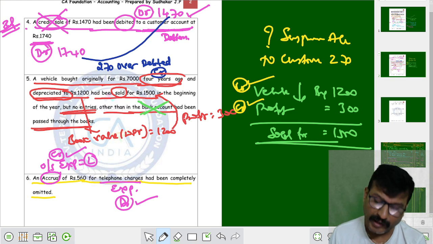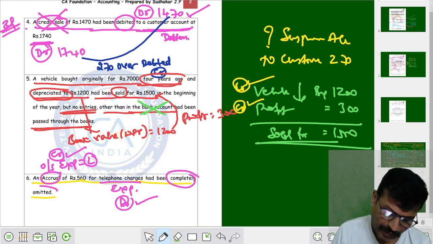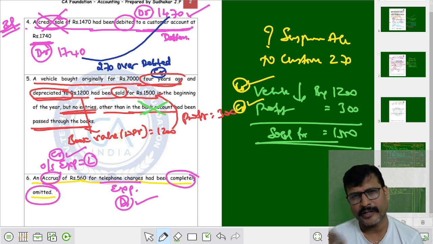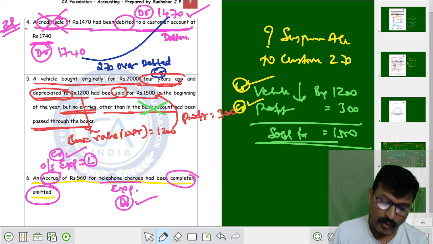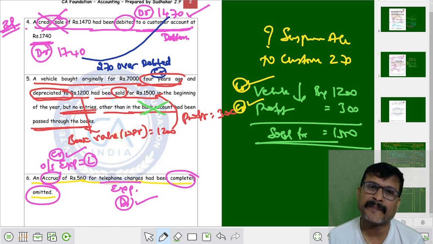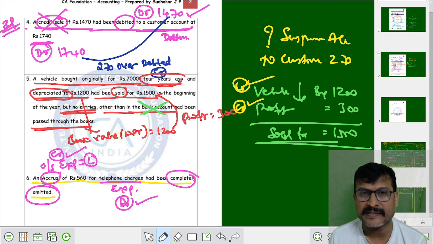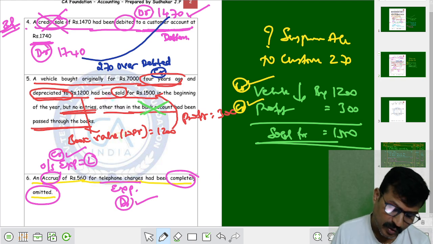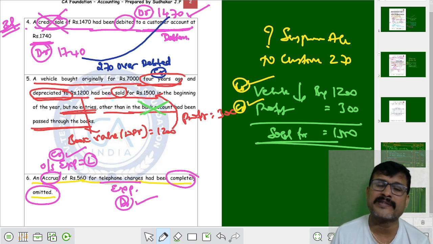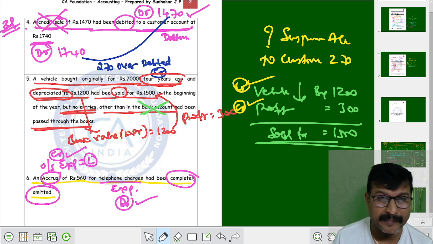Why did I say both are correct? Because completely omitted, not at all recorded in the transaction. Now what might be your journal entry? Now the journal entry is telephone expenses account debit, keep the correct in the same place. Outstanding expenses means outstanding telephone expenses, that is also not recorded, keep the correct in the same place.